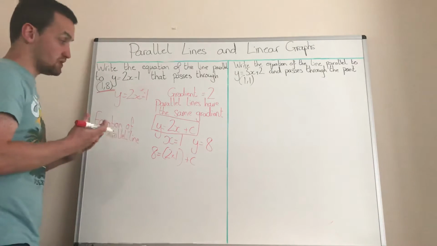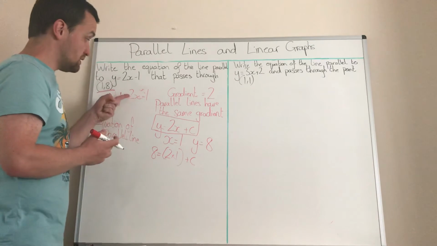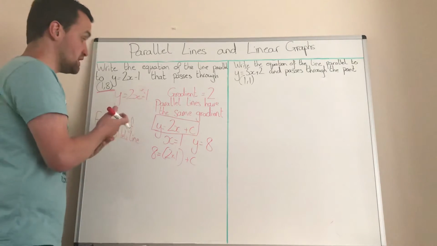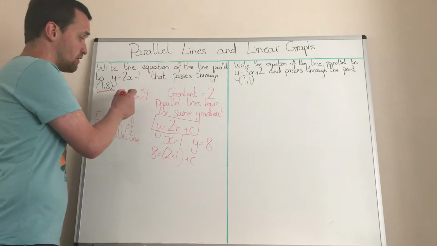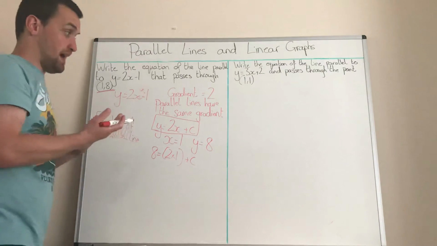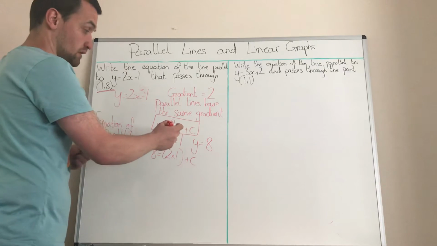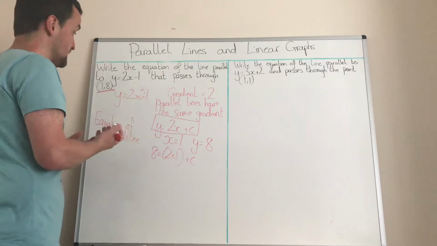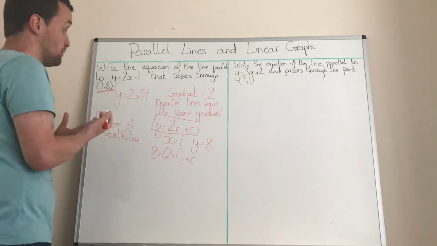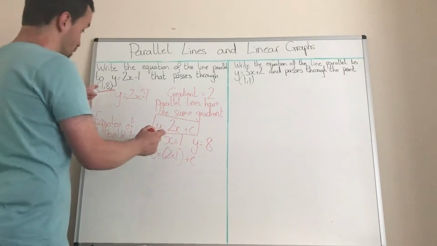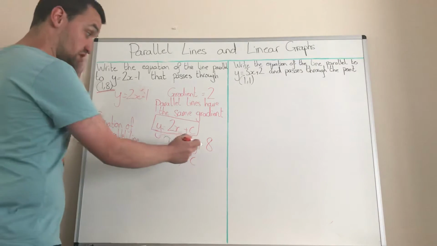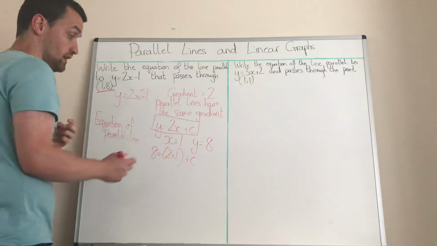Let's just take a pause there and reflect on what we've done so far. We found the gradient of the parallel line, because the gradient of the parallel line is the same as what it was originally. So our gradient is 2. Parallel lines have the same gradient. So the equation of the parallel line is y equals 2x plus c. We now need to work out what c is, so we're going to use the coordinate (1, 8). It passes through the point (1, 8), so x equals 1 because that's our x coordinate, y equals 8 because that's our y coordinate, and we've substituted those values into our new equation.